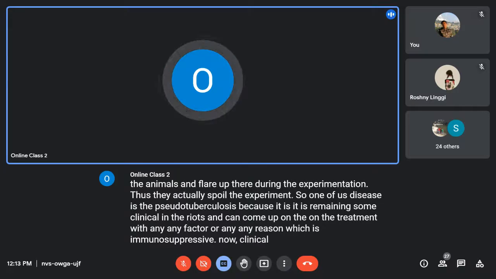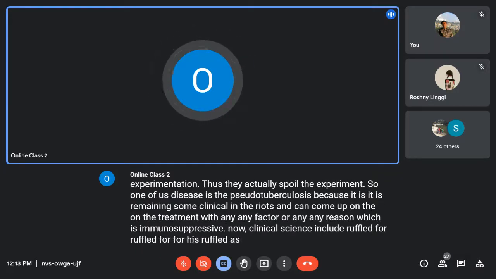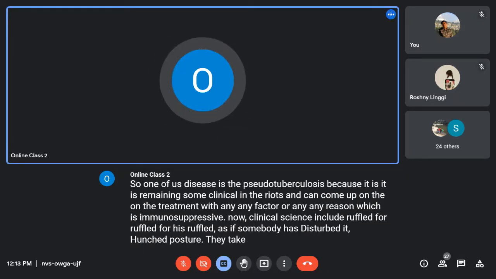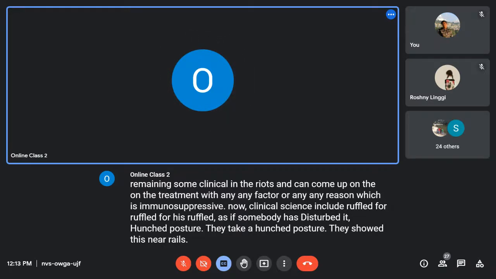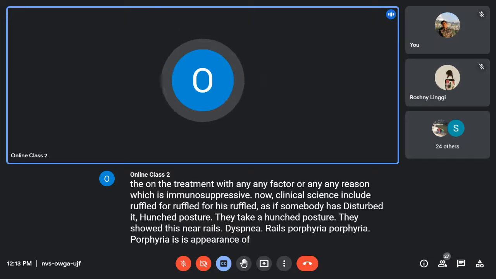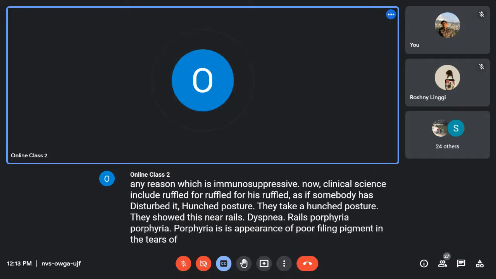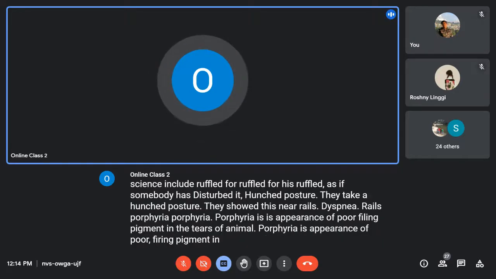Now, clinical signs include ruffled fur. Fur is ruffled as if somebody has disturbed it. The hunched posture. They take a hunched posture. They show dyspnea, rails, porphyria. Porphyria is appearance of porphyrin pigment in the tears of animal.